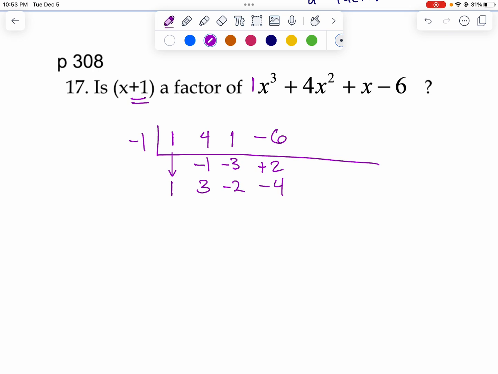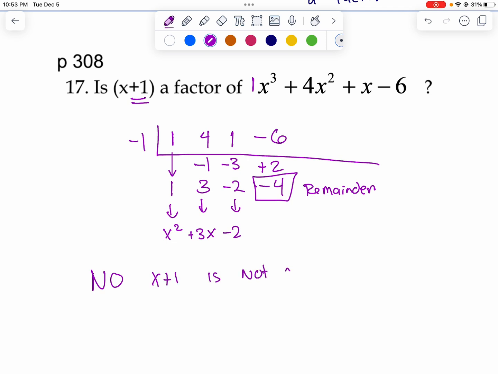Now, we know that this would correspond right here to a 1x squared. This corresponds to a plus 3x. And this negative 2 just corresponds to a constant of negative 2. But this value at the end here stands for our remainder. And if something has a remainder, we know it is not a factor. So the answer here is no. X plus 1 is not a factor.